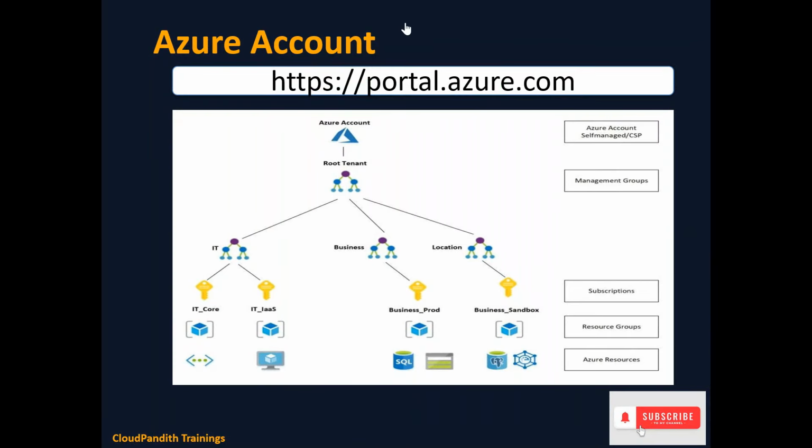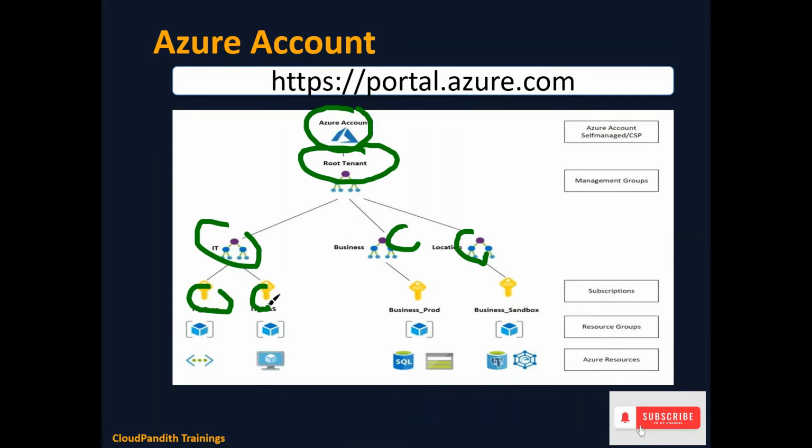Once we have an Azure account, next we have something called a root tenant. Automatically a tenant will be created. Then there will be something called management groups. What is a management group? Think of a management group as being used to organize multiple subscriptions together. Here we have core, IAS, and these all belong to IT. So that's how a management group organizes multiple subscriptions into a single group.